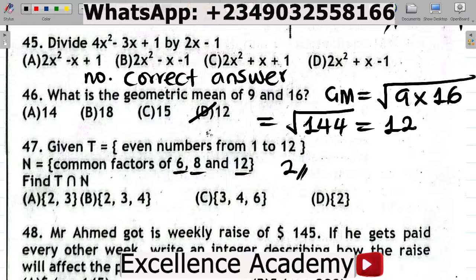So that means even numbers from 1 to 12 would be numbers divisible by 2 without a remainder: 2, 4, 6, 8, 10, 12. When they say intersection, intersection means which number can you find in both sets? And the answer there is I can find 2 here, I can find 2 here. So the answer is D, 2.